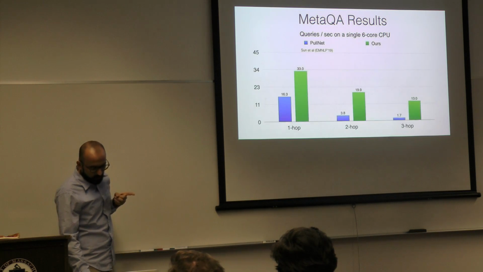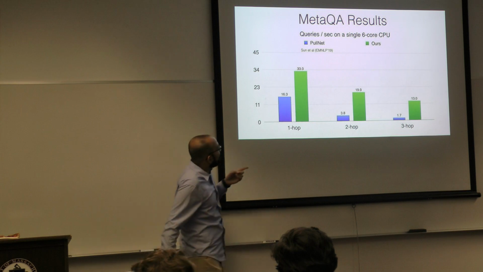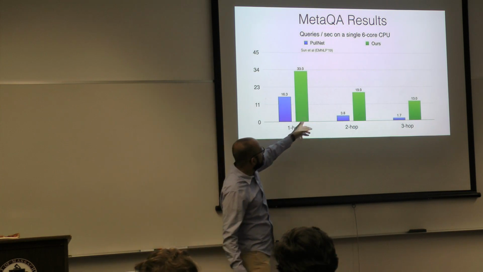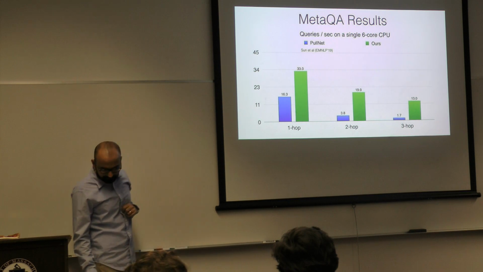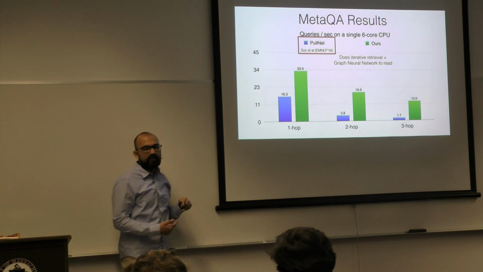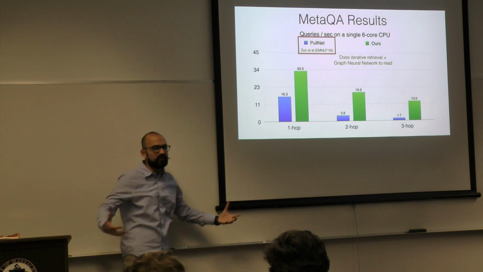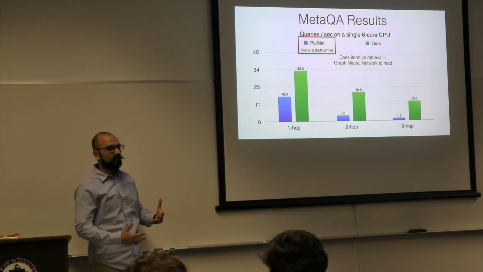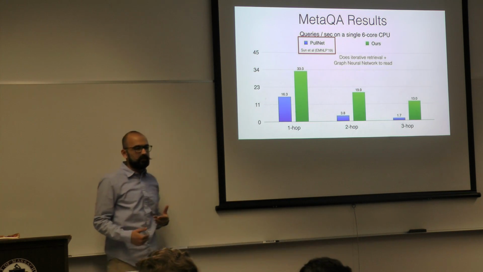And I've been talking a lot about efficiency and runtime. So we also found that our method was much faster than PullNet. Sure. And really, PullNet does something similar to a pseudo-relevance feedback thing, where it first retrieves an initial set of documents, runs a graph neural network over them, and then it retrieves a second set of documents and runs a graph neural network again.